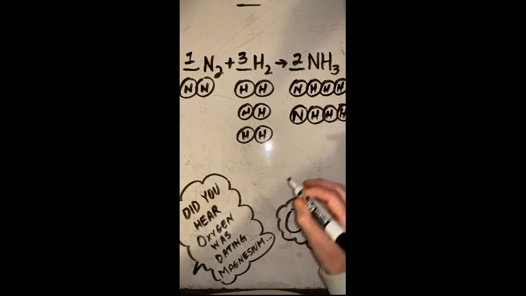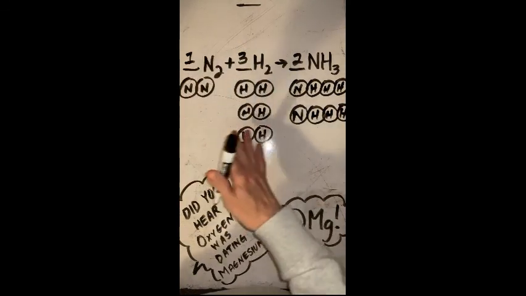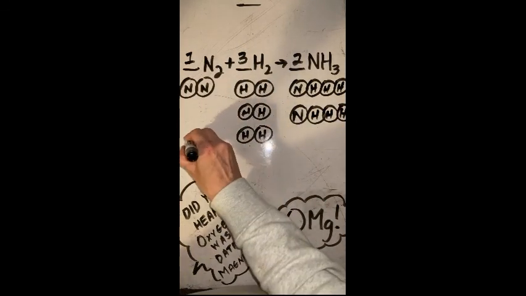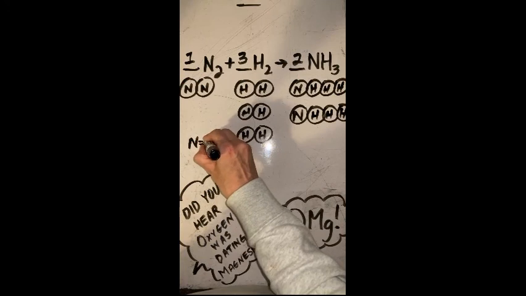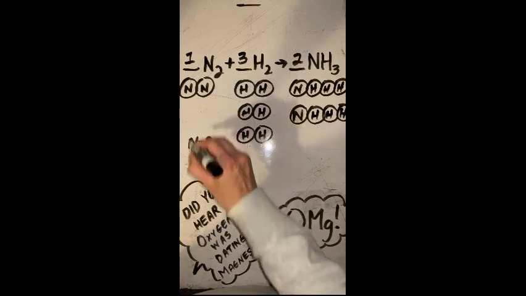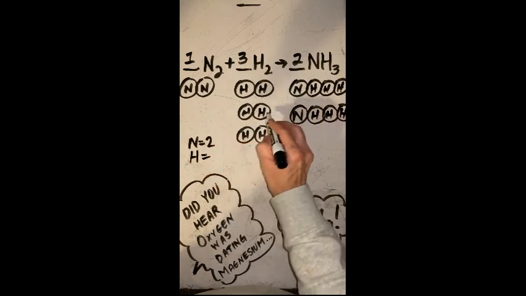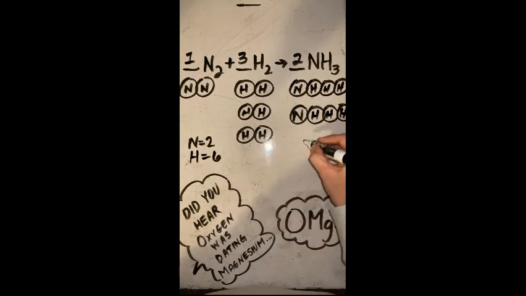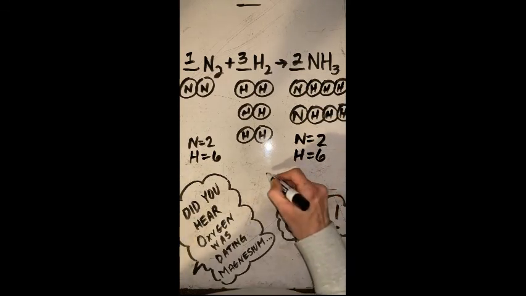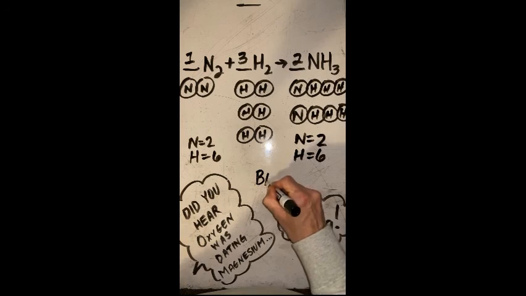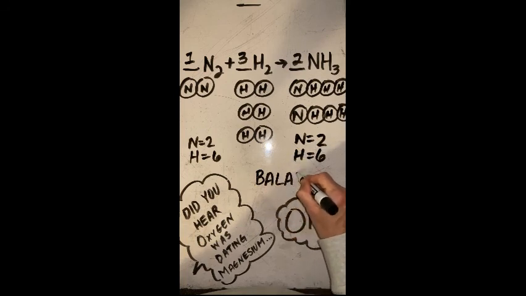Let's go ahead and do our atom inventory on the reactant side, to the left of the arrow. We have 2 atoms of nitrogen reacting with 6 atoms of hydrogen to form 2 atoms of nitrogen and 6 atoms of hydrogen. These numbers are the same, so this is an example of a balanced chemical reaction.